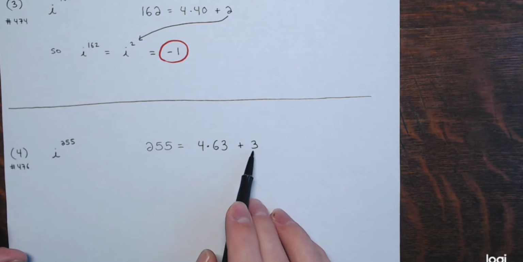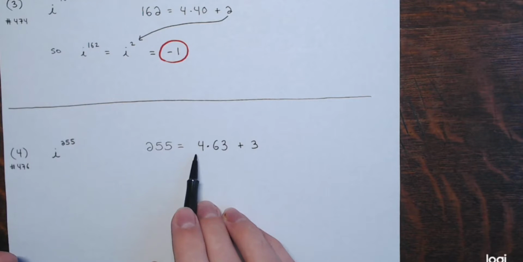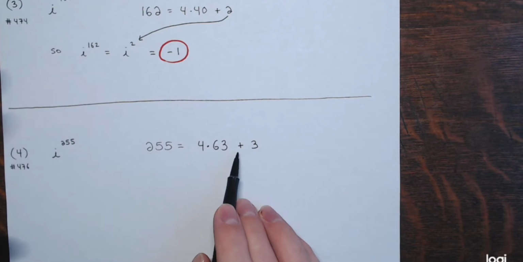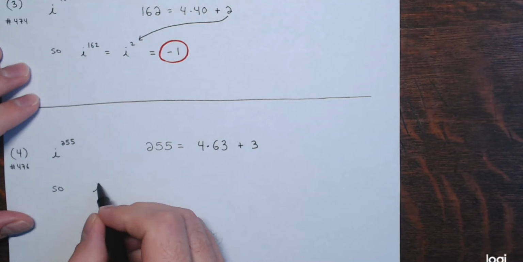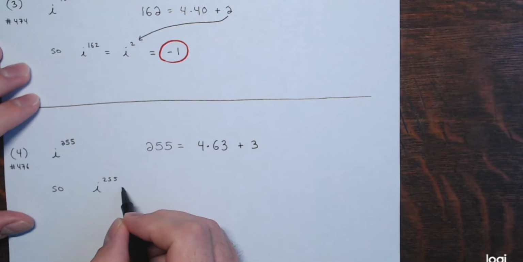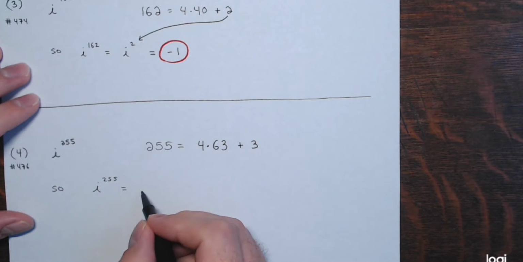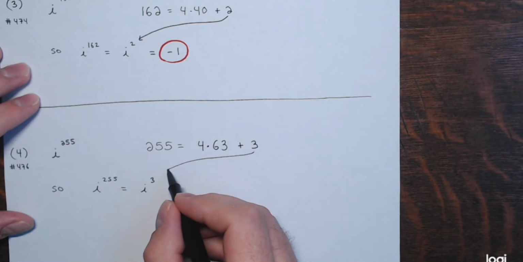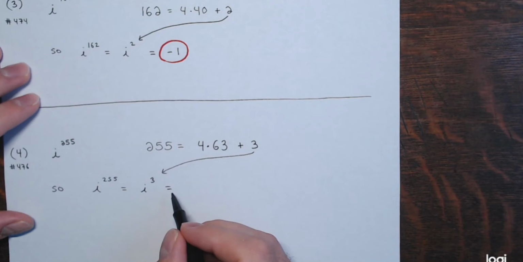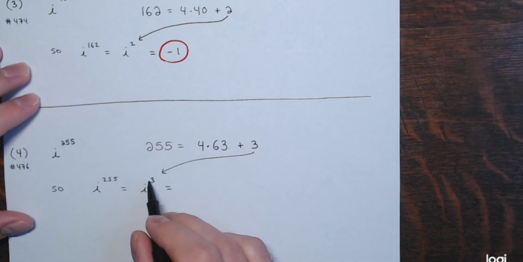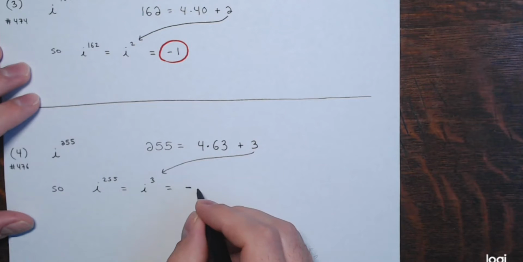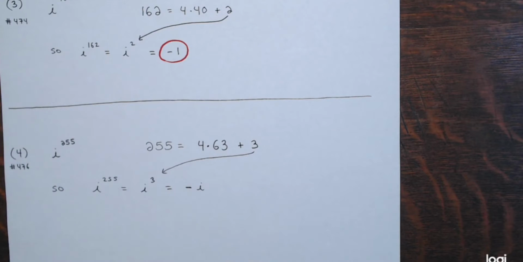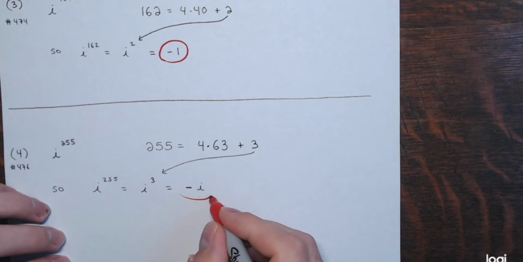The remainder is the key. Right? i to the 4th power is going to be 1, so when I raise i to this, it will be 1 times i cubed. So i to the 255 power is just the same as i cubed. And we saw i cubed earlier. That's just i squared times i, -1 times i, or just -i. And that's as simple as that gets, -i.